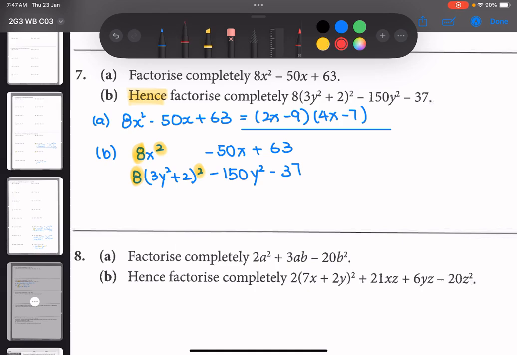Looking at this, I'm going to say my x should be 3y squared plus 2. Okay, I look at the first term. My x should be 3y squared plus 2. Let's try. Okay, let me put my x as 3y squared plus 2.